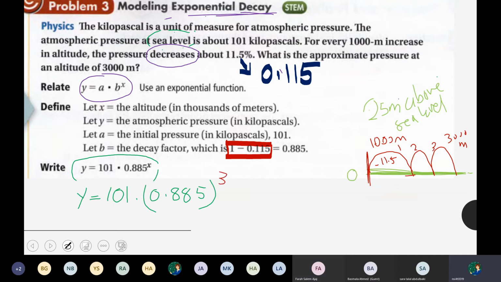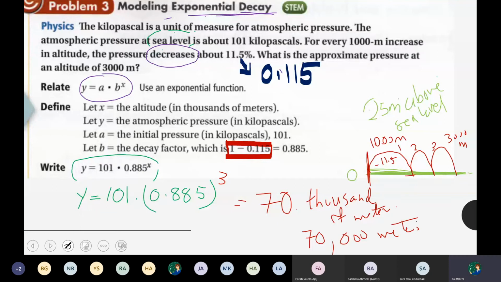So raised to 3. Then 0.885 raised to 3 multiplied by 101. The answer is approximately 70.